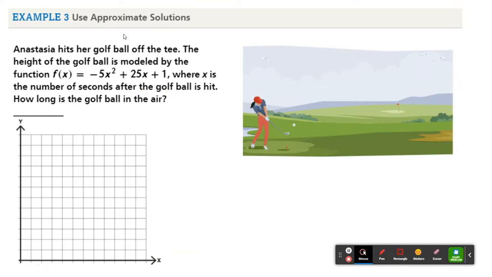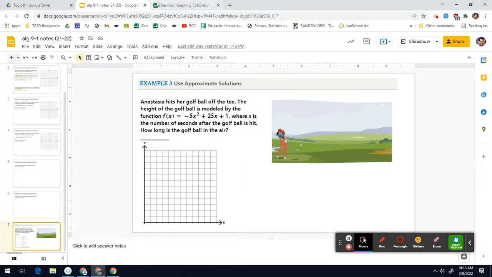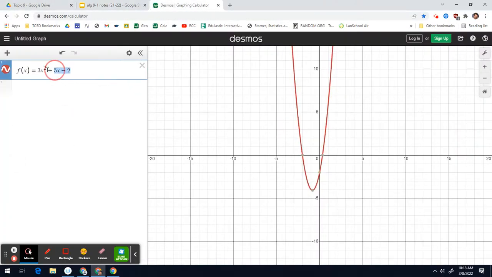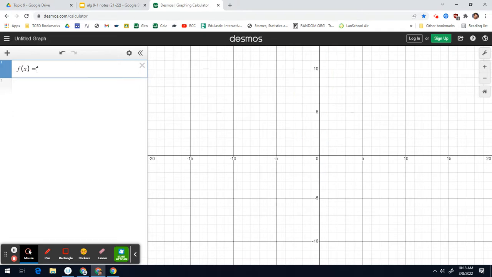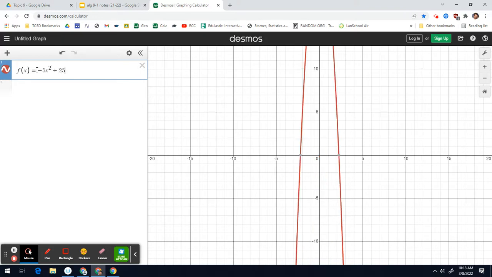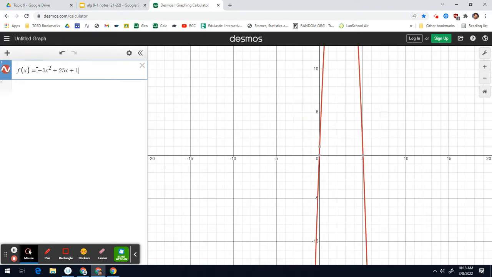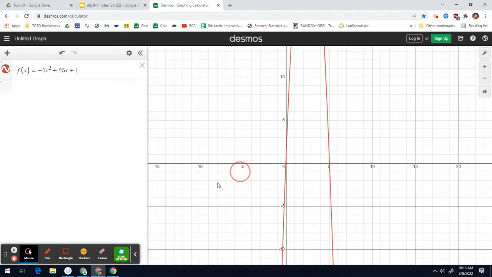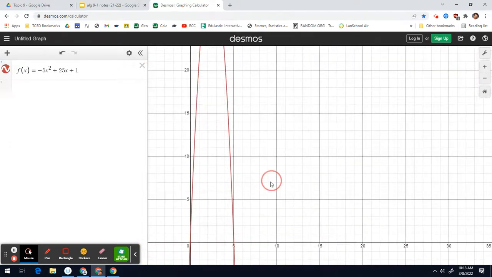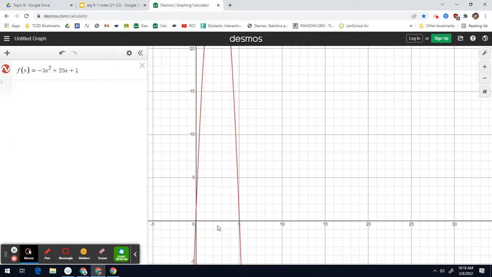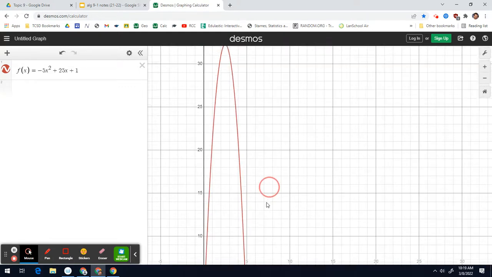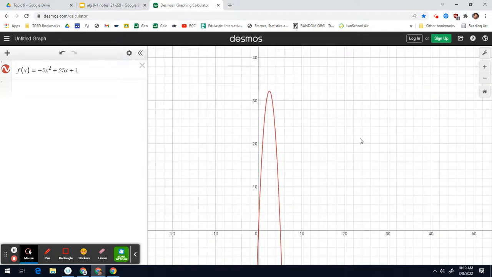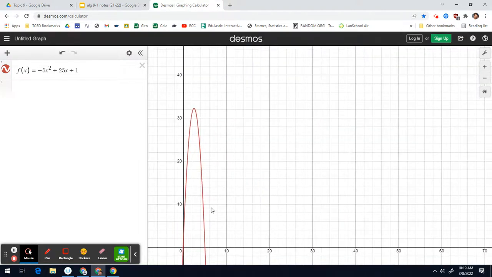Let's graph this. Okay. So it says -5x squared. Now I know it's going to go down, and again, think about how a golf ball travels, up and then down, plus 25x plus 1. And again, I'm going to zoom just on the first quadrant. Notice that my x's, there's not very many, but my y goes kind of high. So I'm going to zoom out one time. Okay, so there's my picture.